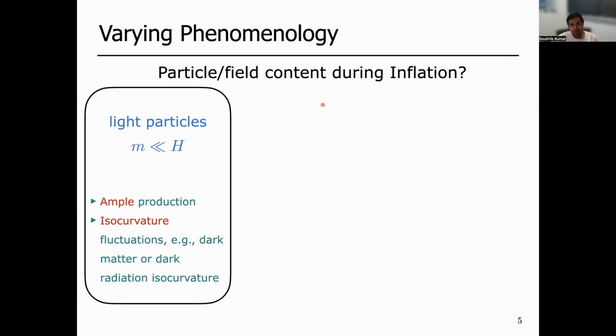One way of thinking about this is to compare the masses of potential new states with the Hubble scale during inflation. If the masses are much, much smaller than the Hubble scale, then just from the space-time expansion, lots of these particles would be produced. And if they are long-lived, they can, for example, survive as isocurvature fluctuations and impact CMB anisotropies. There are many examples of this, including dark matter isocurvature.